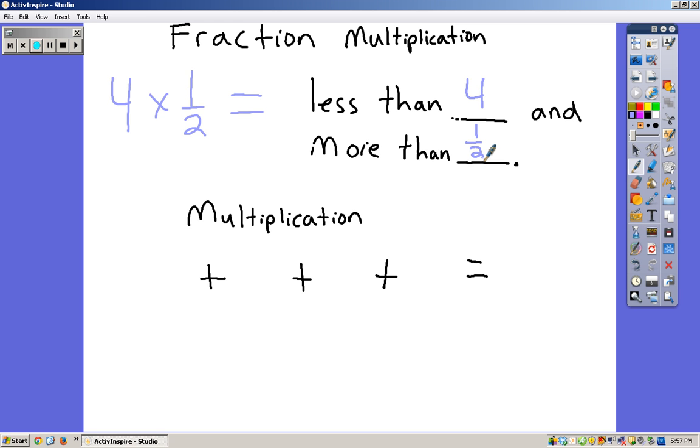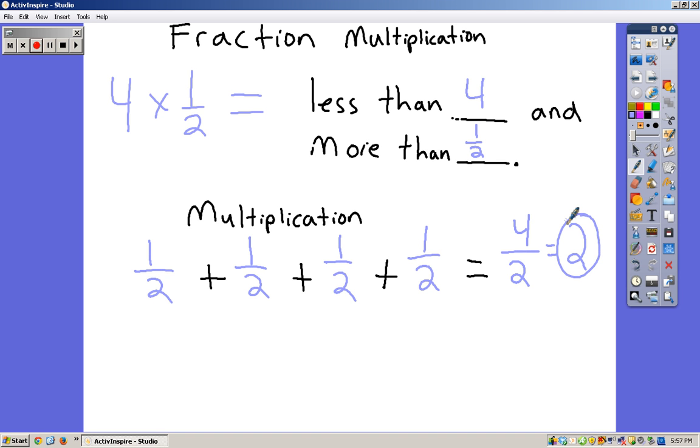4 times 1/2 is 1/2 four times. 1/2 plus 1/2 plus 1/2 plus 1/2 equals 4/2, which is an improper fraction. 2 goes into 4 two times with no remainder. Here's 2. 2 is less than 4 and more than 1/2. Check it against the rule, we figure out it works.